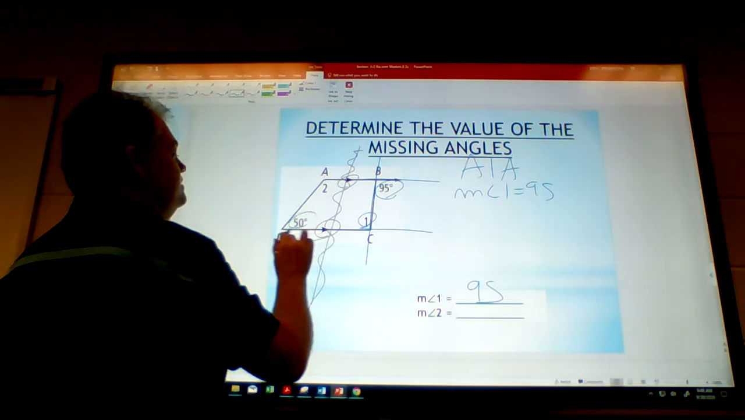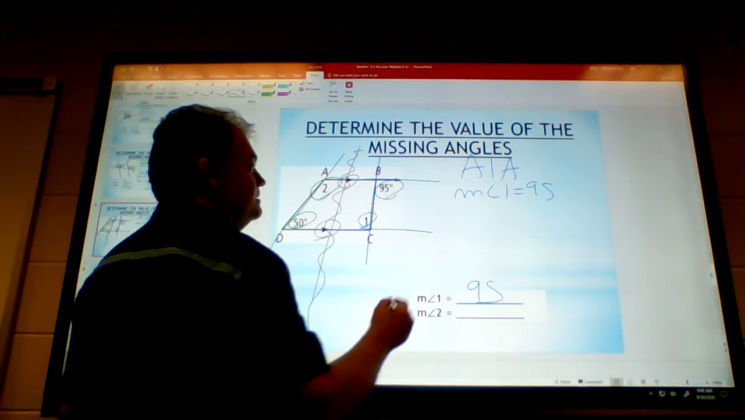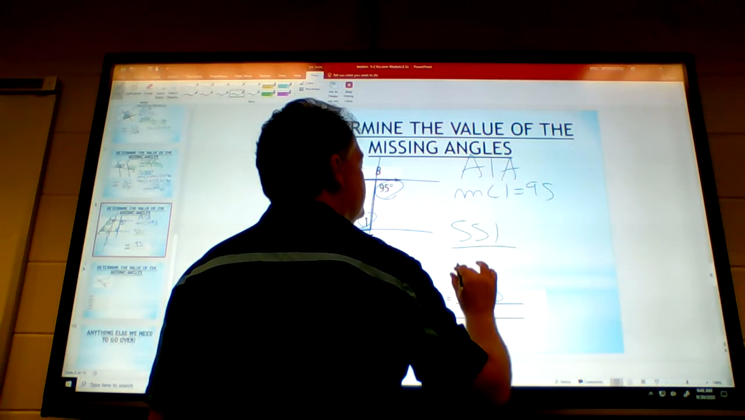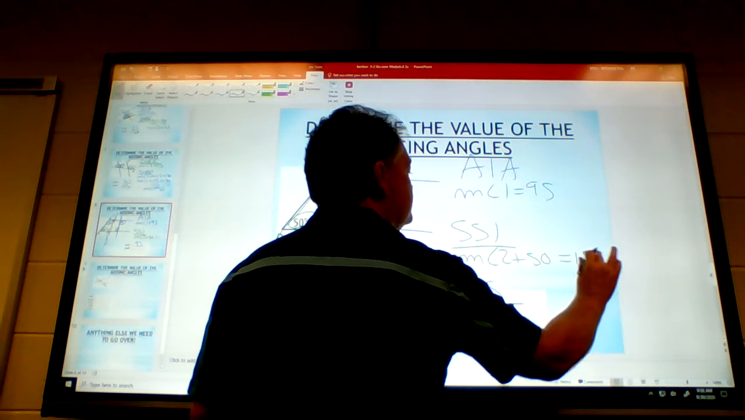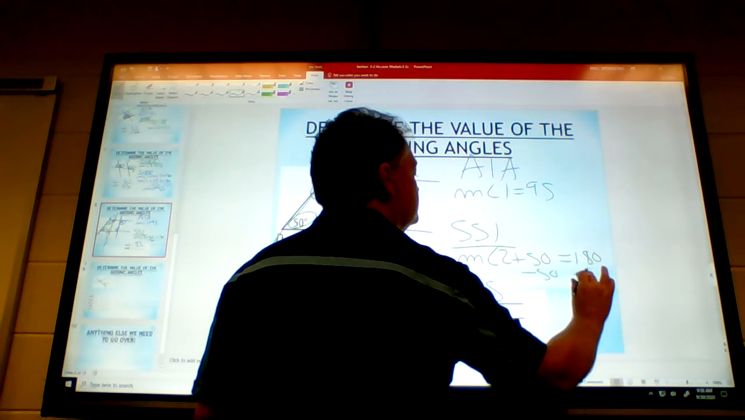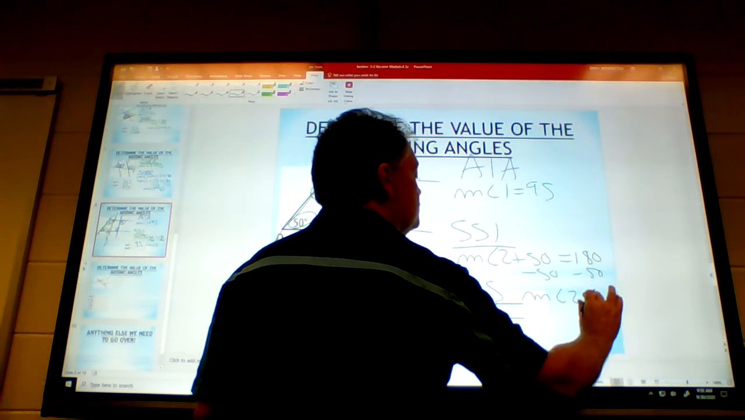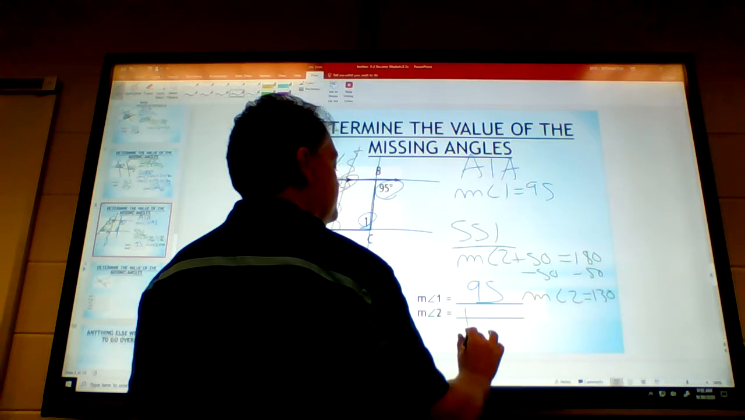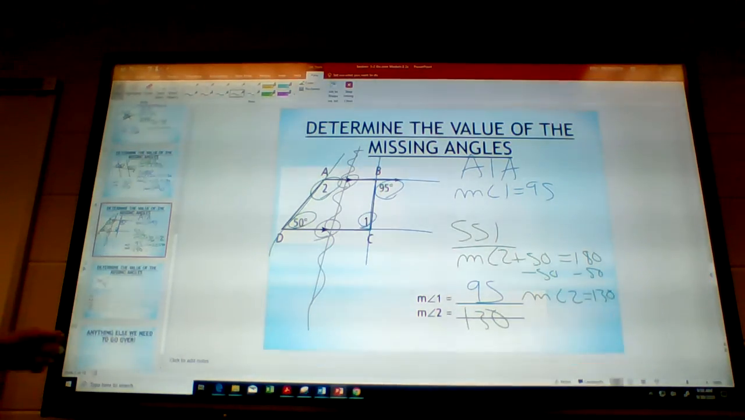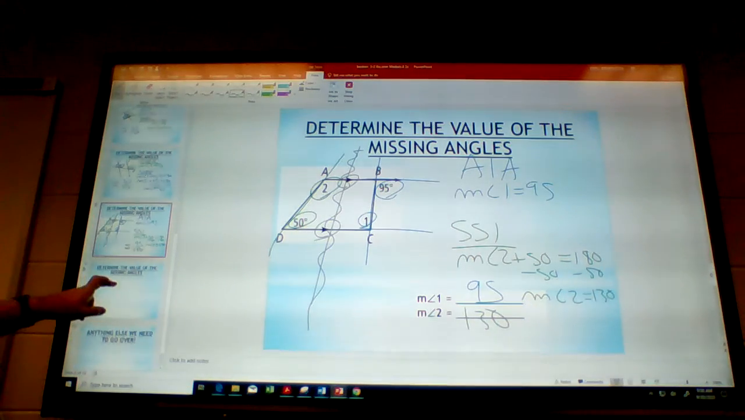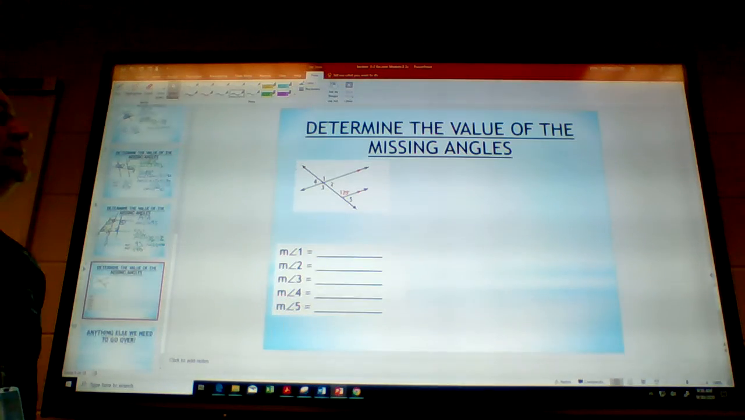On the other hand, 50 and angle 2 are same side interior. So the measure of angle 2 plus 50 equals 180 degrees. So the measure of angle 2 equals 130 degrees. And it looks like we may actually get this done before the end, but we'll see. And once again, you may have to rewind some of these just to get the idea.